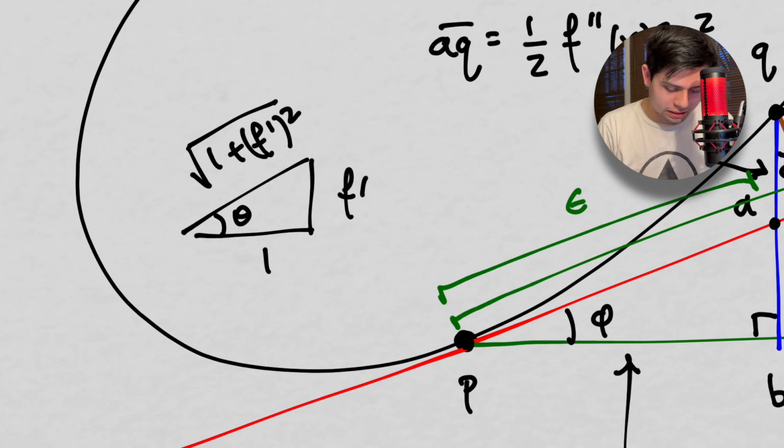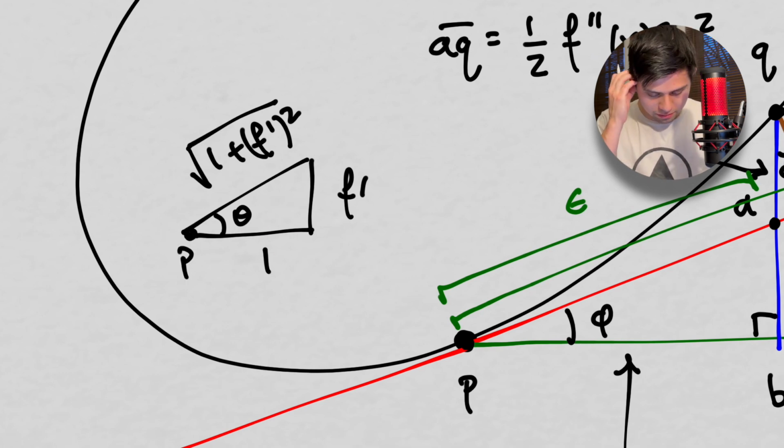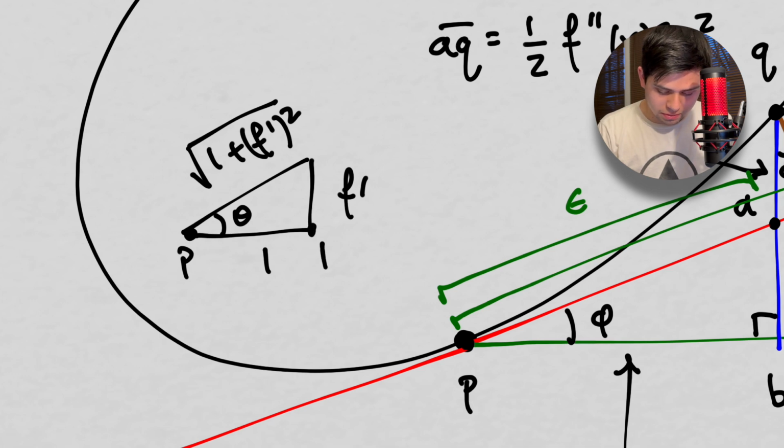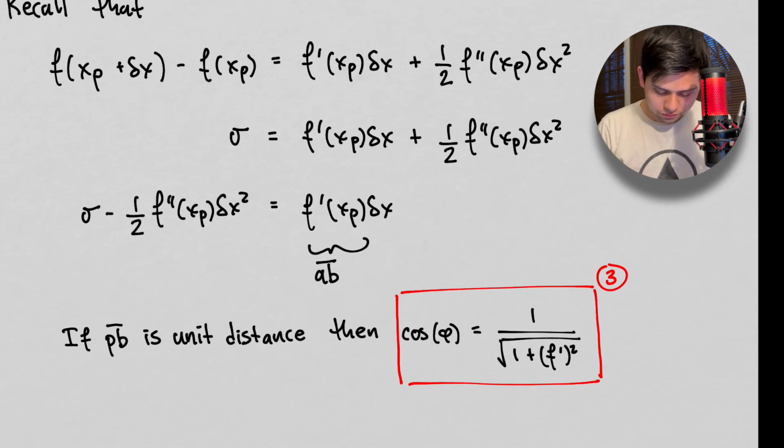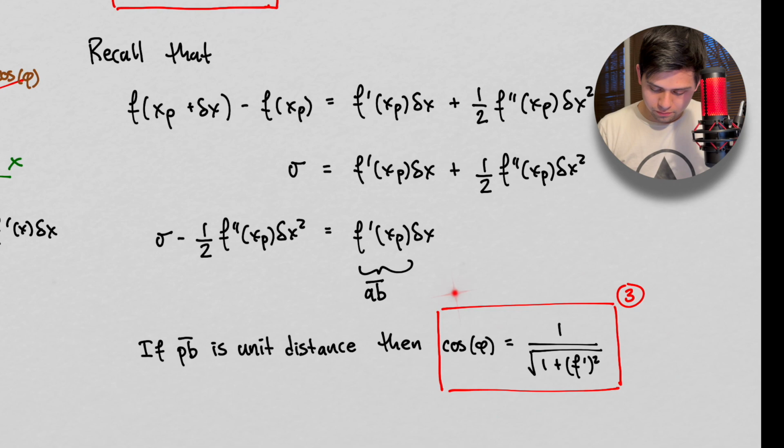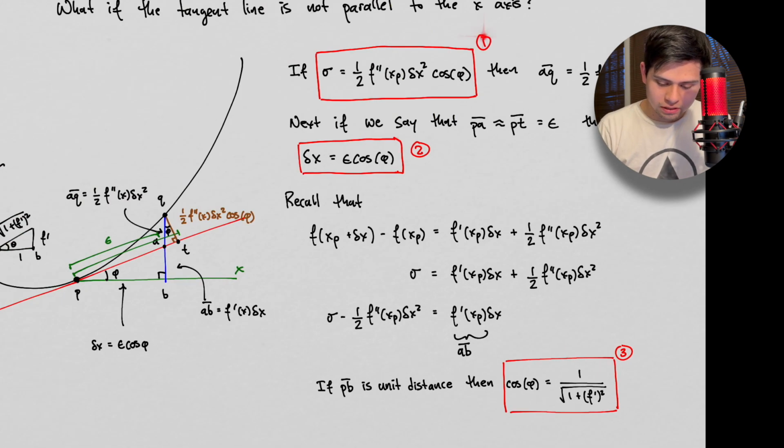So this is point P. We're investigating at point P. This is point B, right? So by Pythagorean theorem, again, that means the hypotenuse is going to be this. And so the cosine of this is going to be 1 over the hypotenuse, right? So that is where this guy comes from. So let's keep this guy in mind, this guy in mind, and this guy in mind now. Okay.